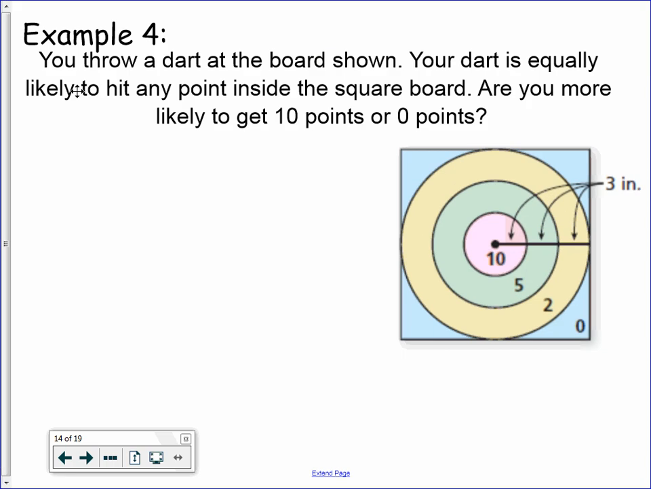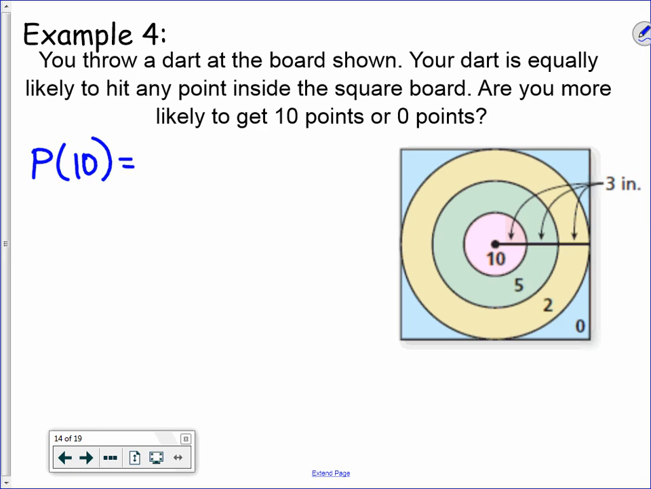And we are given a dartboard. It says you throw a dart at the board shown. Your dart is equally likely to hit any point inside the square board. Are you more likely to get 10 points or 0 points? So what we want to do is find the probability of 10 points.